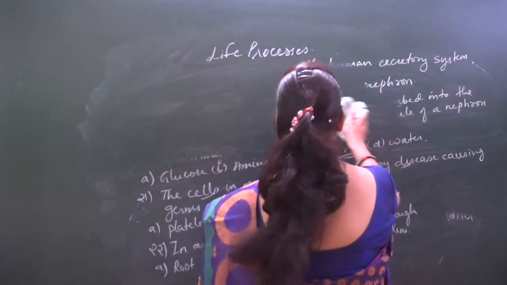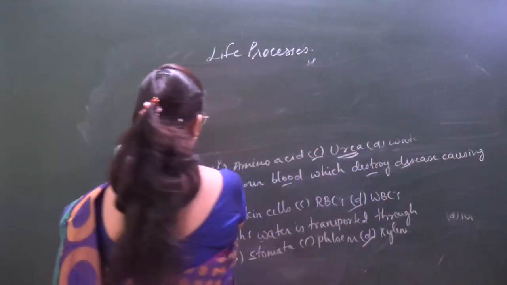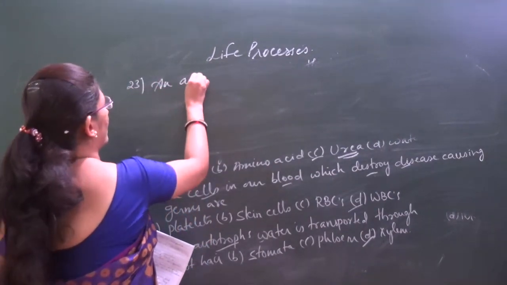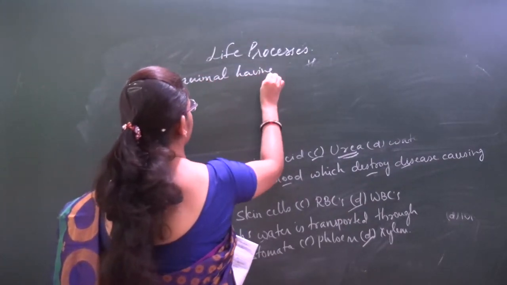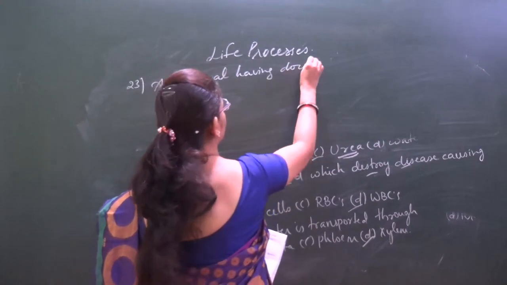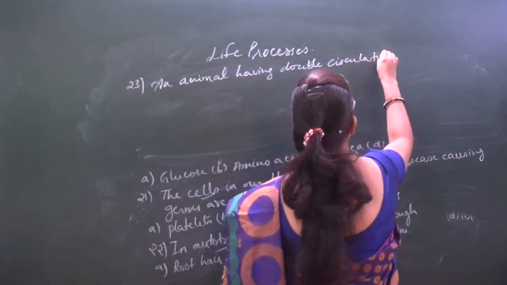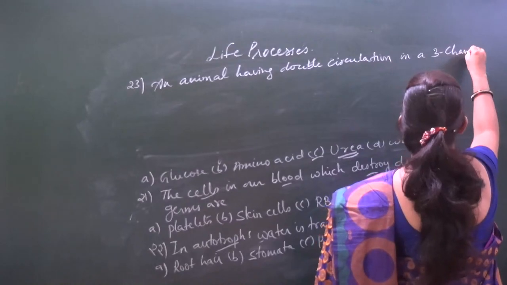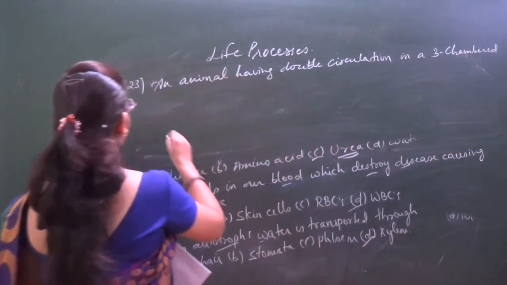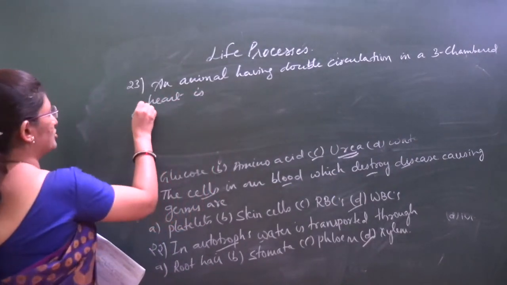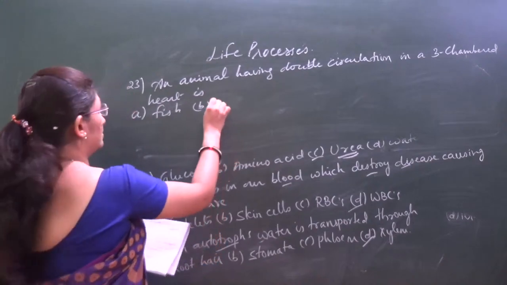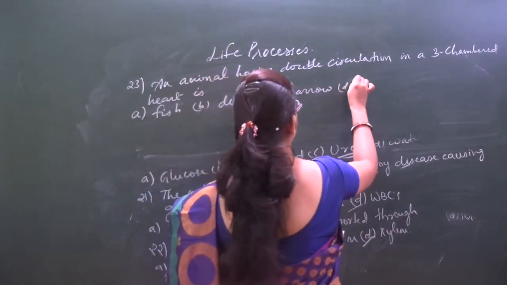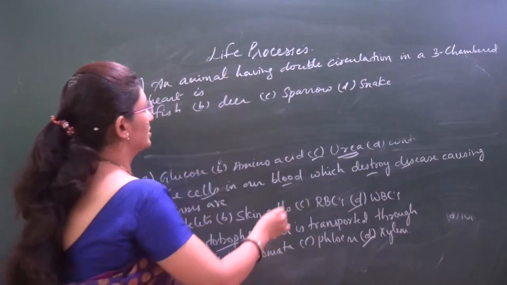The next question number 23. What's the question here? An animal having double circulation in a three-chambered heart is. Options are given as fish, the deer, sparrow and the snake.